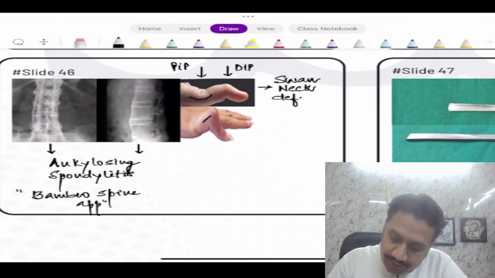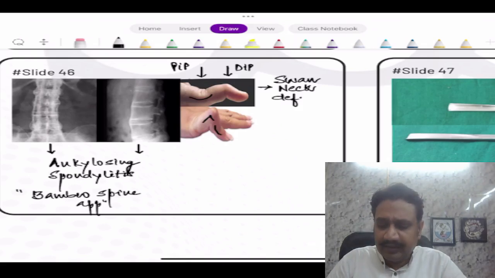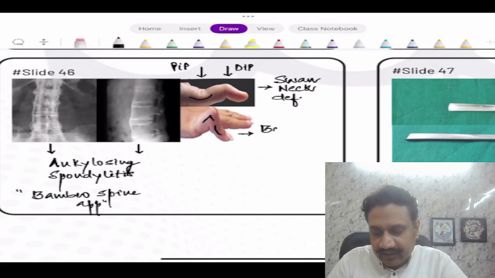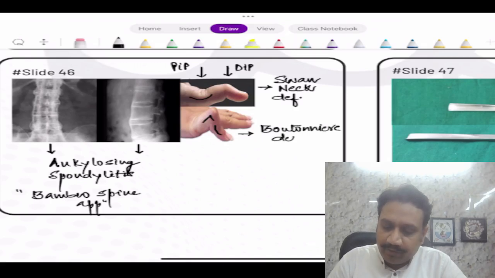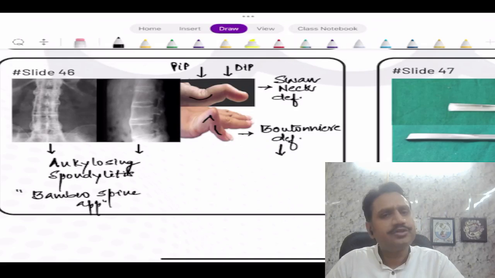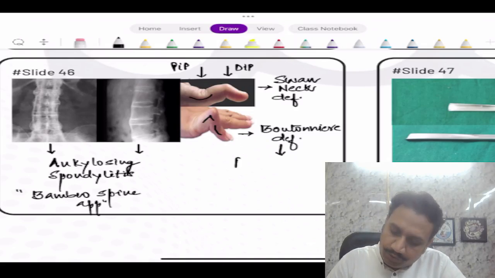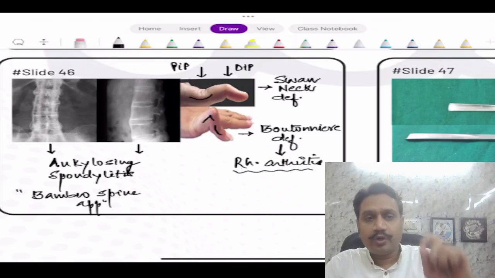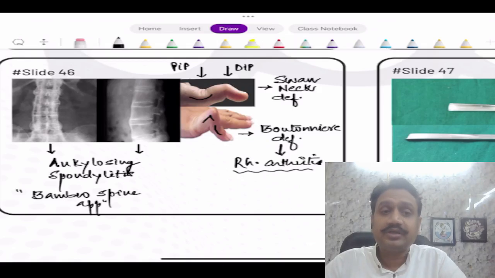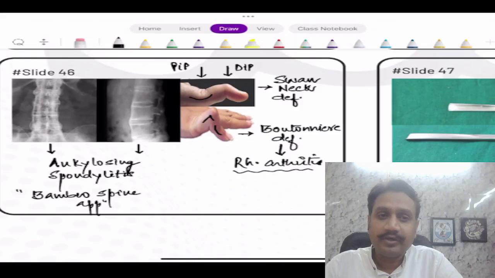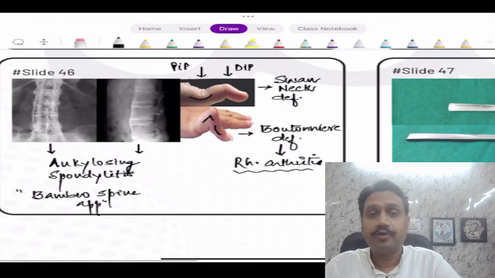And the flexion of the PIP and hyperextension of the DIP, see this? This is the reverse of the swan neck. What do we call that? It is called boutonniere deformity. And these swan neck and boutonniere deformities are seen in which disorder? We know both of them will be seen in cases of rheumatoid arthritis, right? So bamboo spine, ankylosing spondylitis; swan neck, boutonniere, rheumatoid.